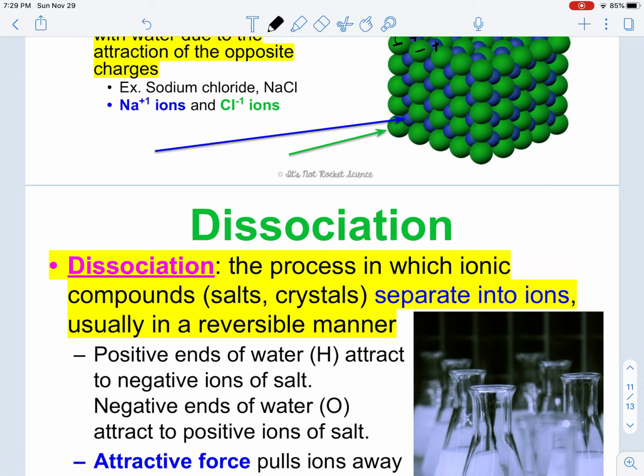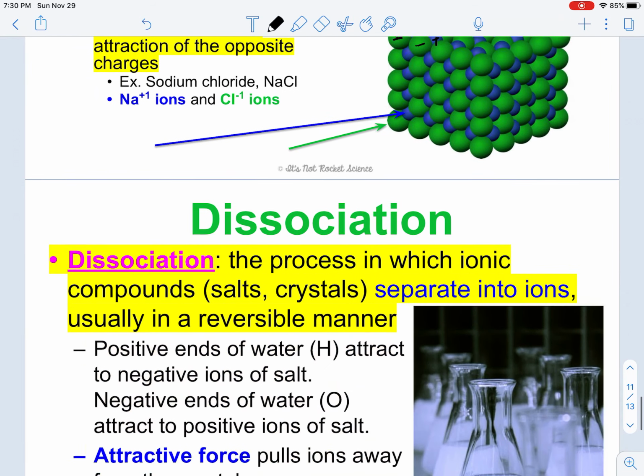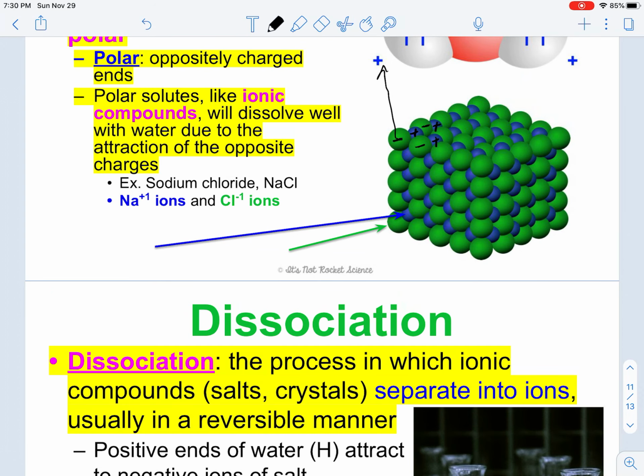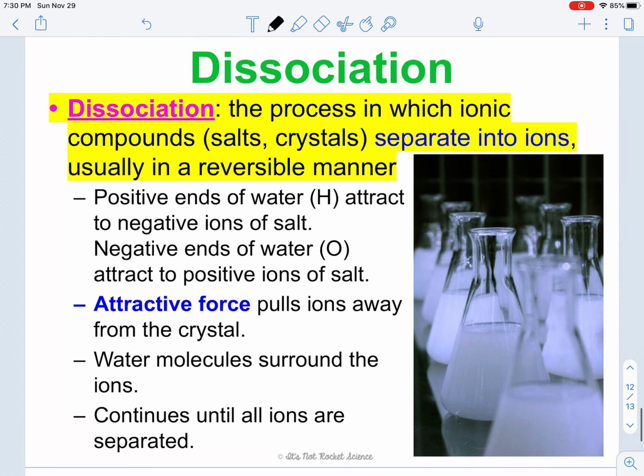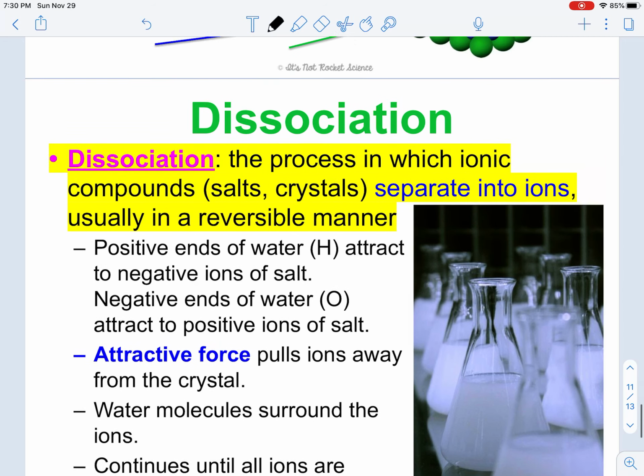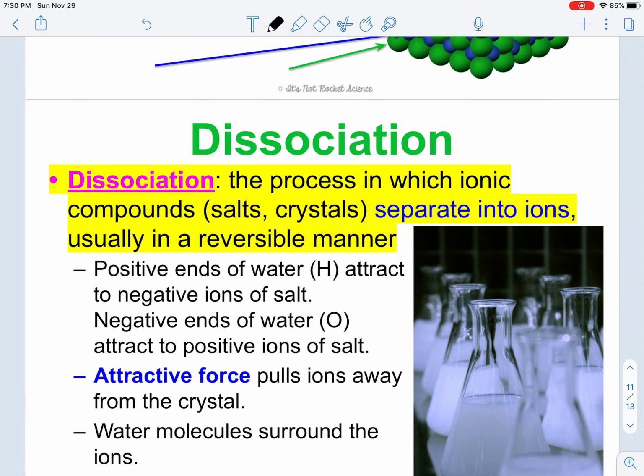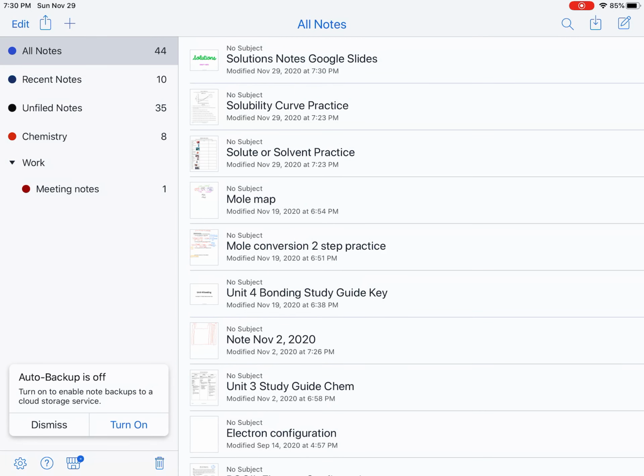So that is just the process in which ionic compounds separate into ions, usually in a reversible manner, which just means that if you evaporated off all the water, it would go back into that solid form. And if you notice with these notes, you only had to write down the highlighted portions of those notes. You did not have to write down everything. But at this point that you're watching this, you should have already done the notes. But let's look at your two assignments for today so I can go over that for you.